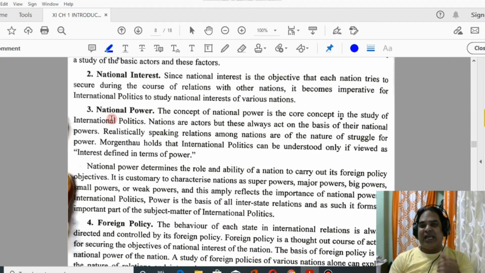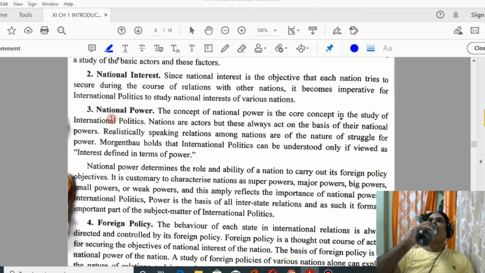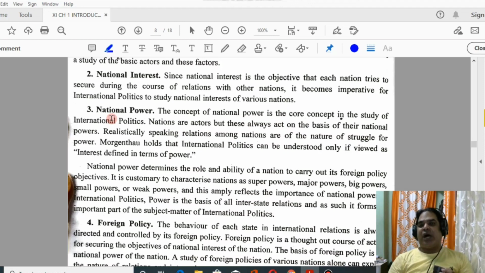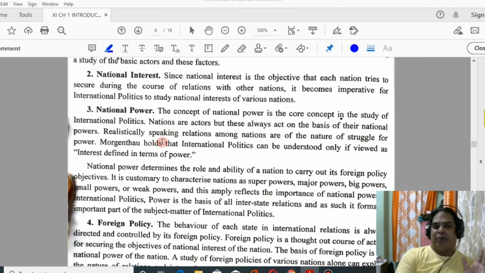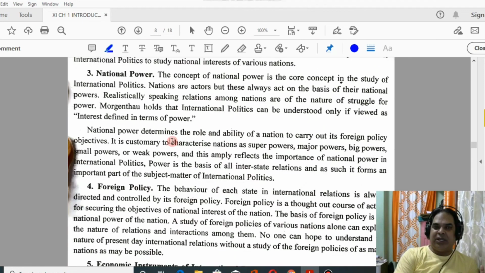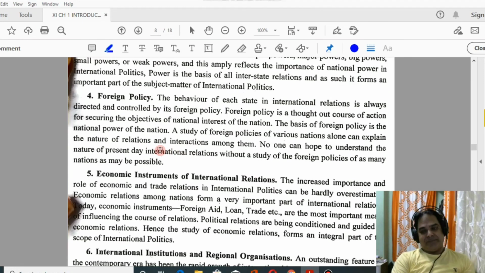National interest is the objective that each nation tries to secure during the course of relations with other nations, so it becomes important for international politics. So it is very important to understand the national interest of all nations: what is the interest of our nation, what is the interest of America, what is the interest of Japan. That also comes under the study of political science. Foreign policy, what is the foreign policy of India? A separate topic. If you study that, it is also the study of political science.